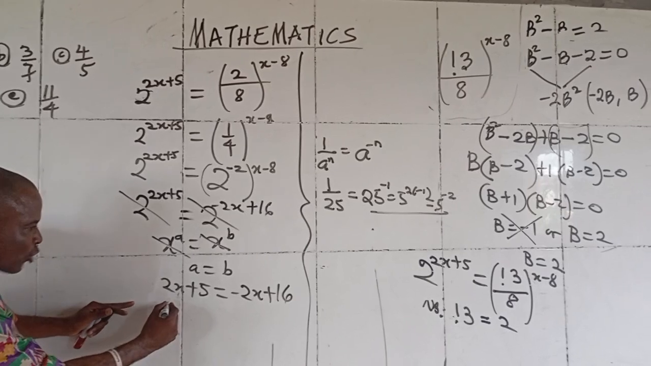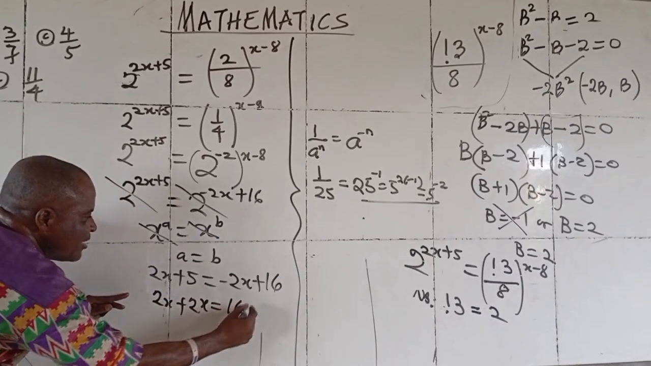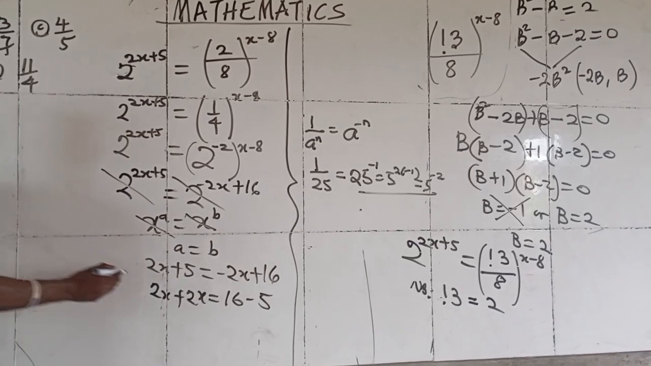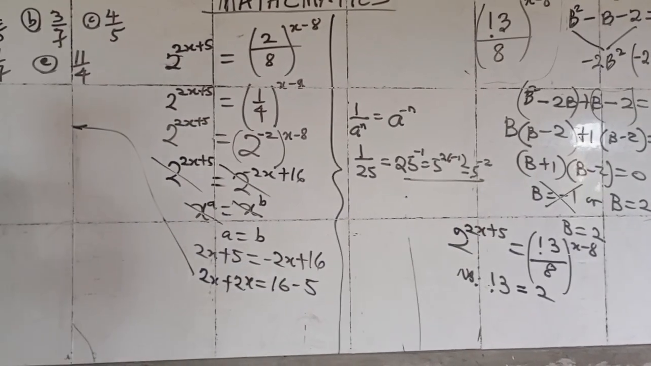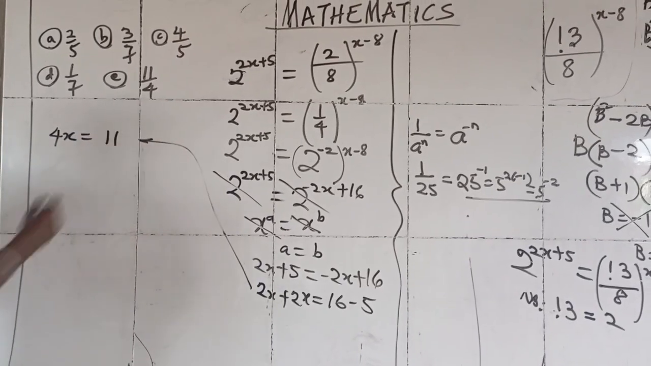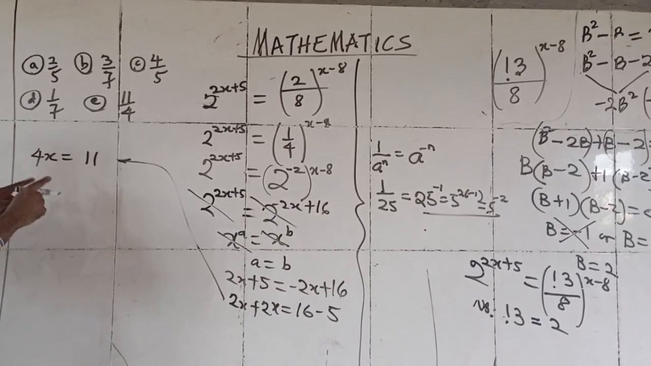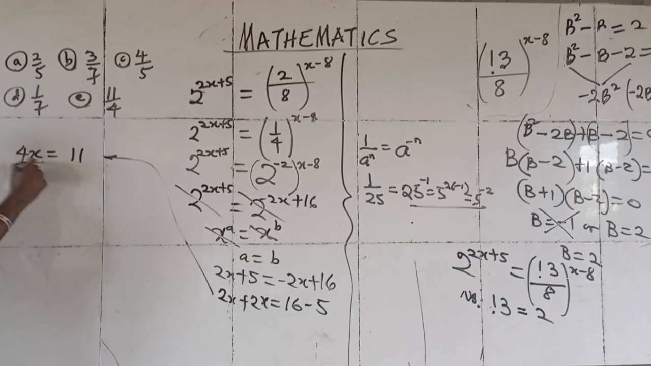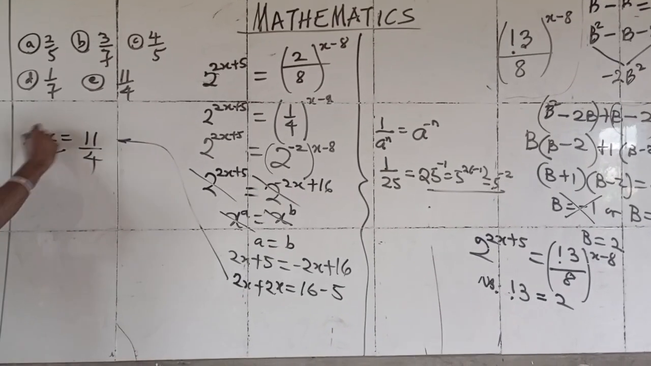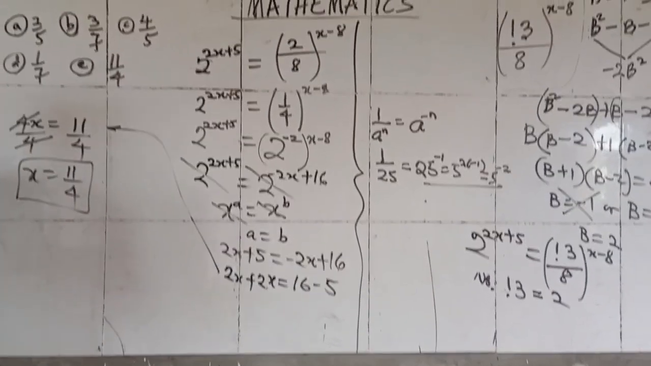At this juncture, I collect the items: 2x plus 2x is equal to 16 minus 5. Finally, I finish up at this juncture. 2x plus 2x is what? 4x is equal to 11. Here, I want to get my x. The question says we should find the value of x. I will divide both sides by 4. 4 cancels 4. x equals 11 over 4. This is the final answer.